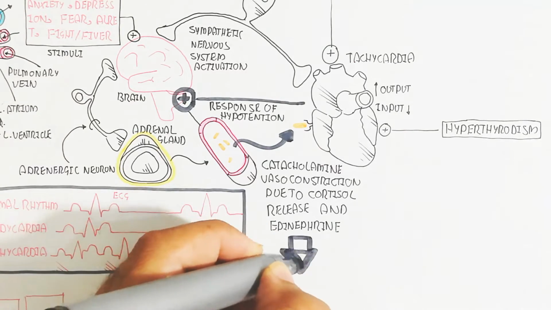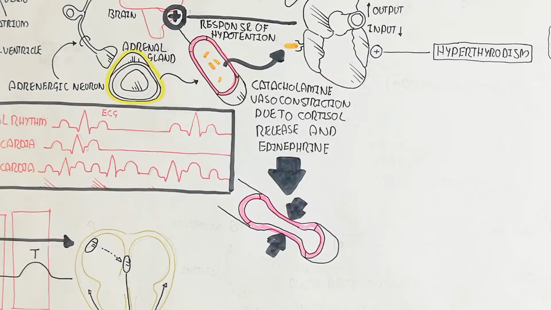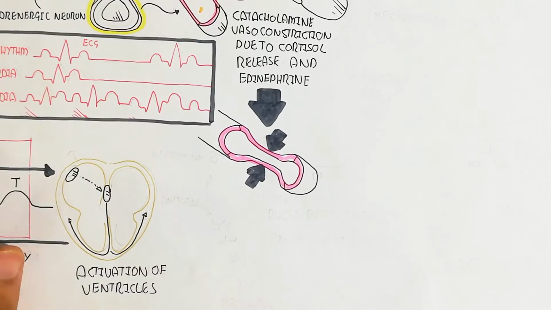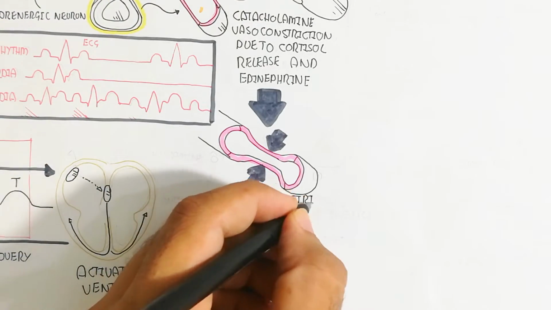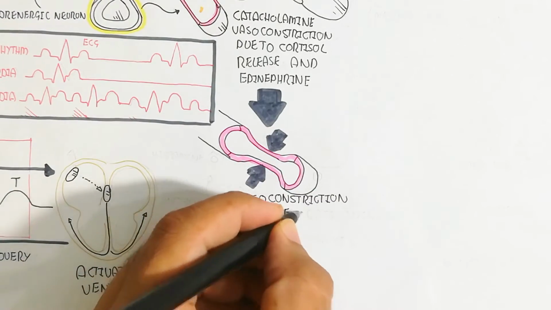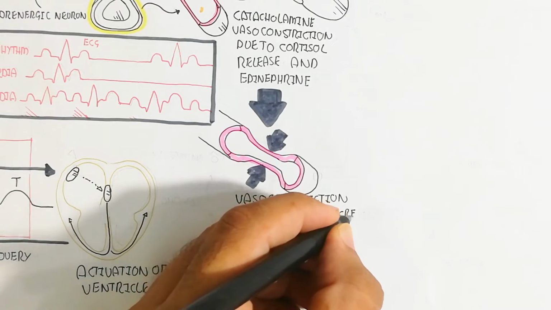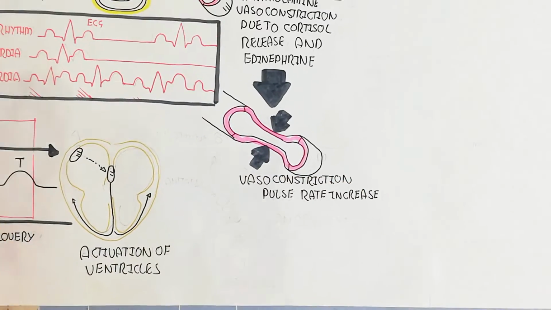And the response to hypotension also basically triggers the sympathetic nervous system. Anyhow, this is the blood vessel which is constricted after the action of the sympathetic nervous system.